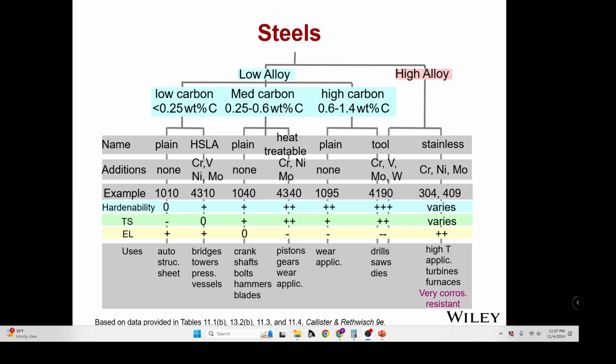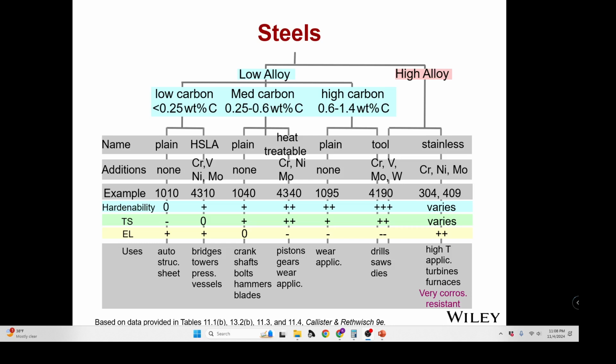0.4% carbon. So the last two numbers indicate the percent carbon. So 0.1% for the 1010 and 4310. The 1040 is a plain steel with 0.4% carbon. So it is hardenable. It has a high tensile strength. It is medium in the ductility. So things like crankshafts, bolts, hammers, blades, 1040 is a reasonable application for that.